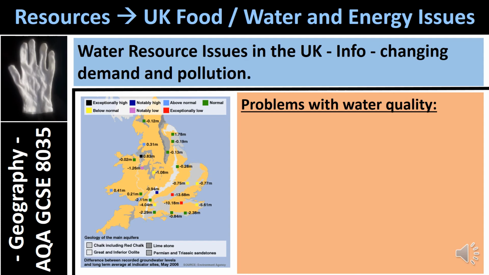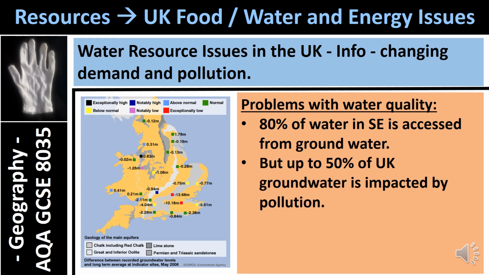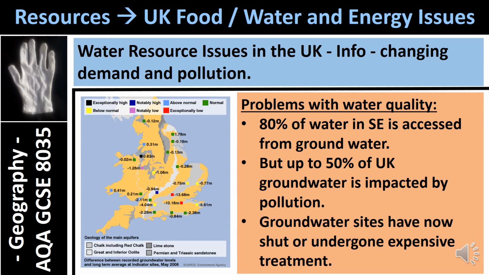Problems with the water quality. 80% of water in the southeast is accessed from groundwater. However, up to 50% of UK groundwater is impacted by pollution. This could be from things discussed in the last slide, such as fertilisers, accidental oil spills, or runoff contaminated by such things as chemicals from vehicles. Groundwater sites have now shut or undergone expensive treatment, making access or the price of water in the UK more expensive.